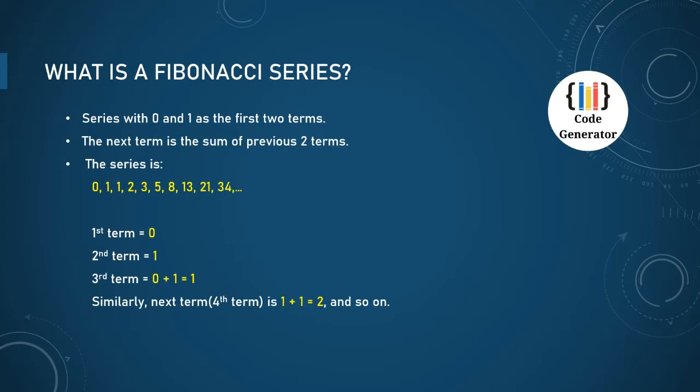Here you can see the first term is 0 and the second term is 1, and the third term becomes the sum of its previous two terms, that is the first term and the second term, which were 0 and 1. So 0 plus 1 is equal to 1. Thus third term is 1, and in the similar manner the fourth term also is the sum of its previous two terms, that is the second term and the third term. Thus it becomes equal to 2. In this manner the series goes on.